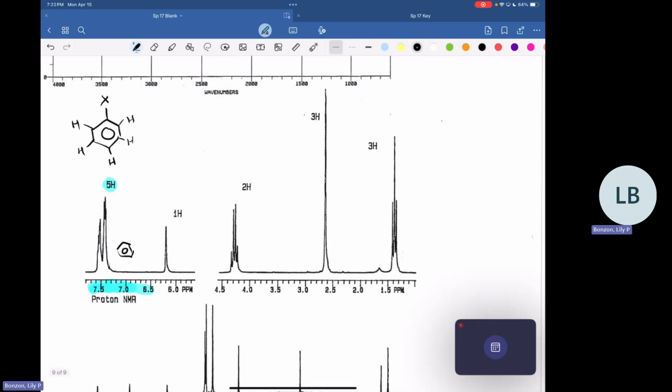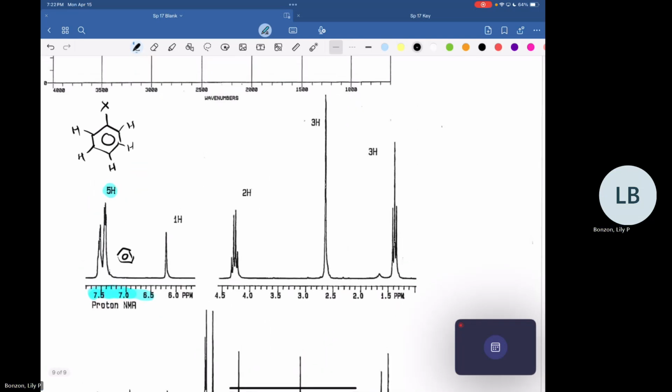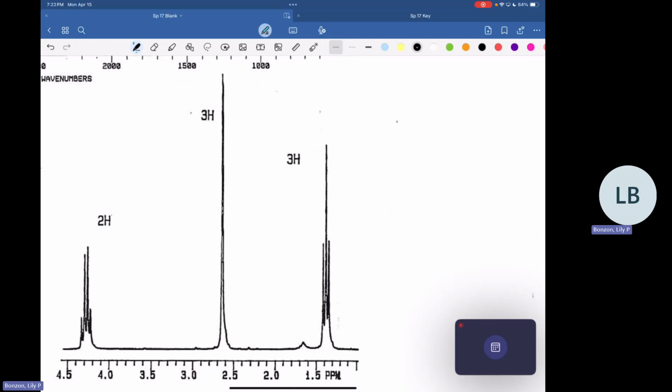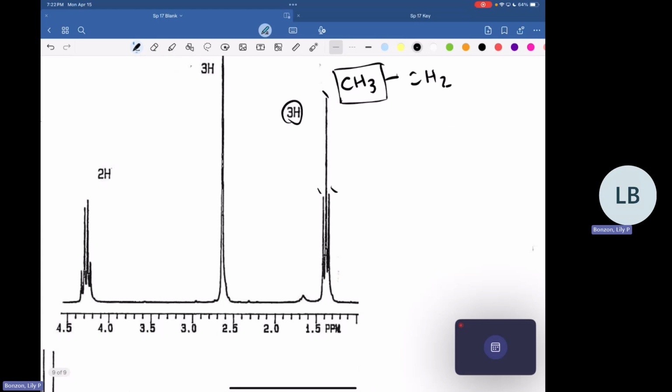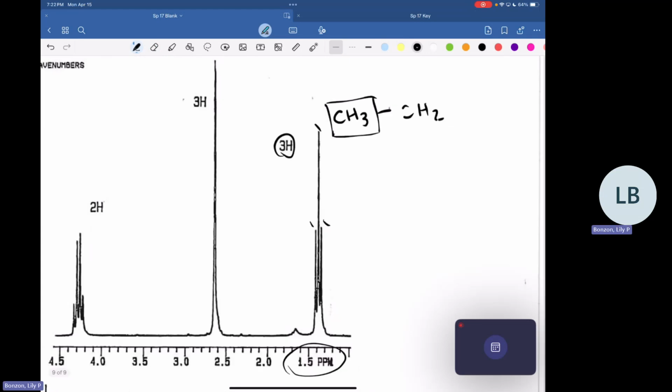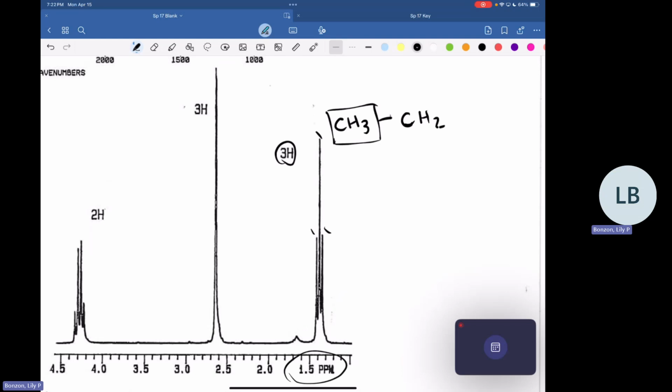Luckily we just have a handful of peaks. So starting from the right, we've got CH3. We've got 1, 2, 3 peaks. So this is going to be next to a CH2 group. It's also pretty upfield. It's only at 1.5. So I think this one is just going to be regular alkyl groups.